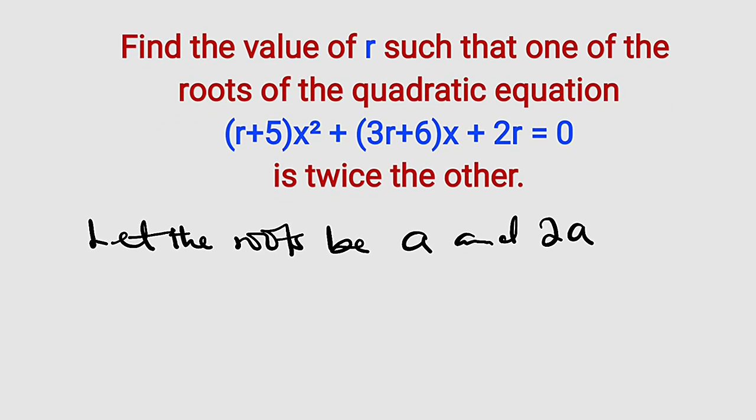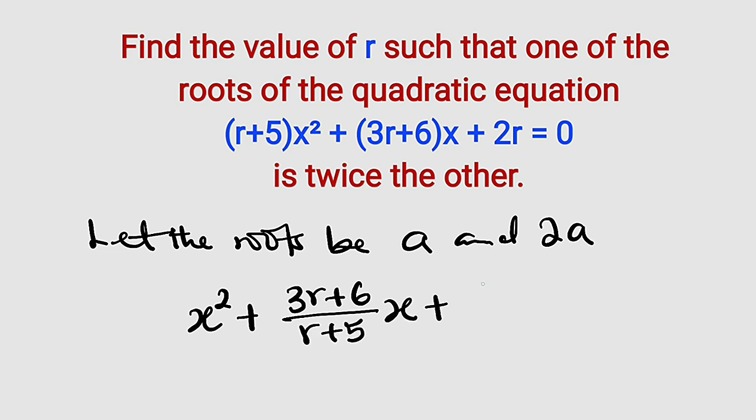Next, I would like to divide every single term of this quadratic equation by its leading coefficient. And the leading coefficient is what? r + 5. So if you take the whole of this and divide it by r + 5, we are left with only x². Plus, we have (3r+6) divided by the leading coefficient r + 5, times x, plus 2r divided by r + 5, equal to 0 divided by the leading coefficient, which is going to be 0.